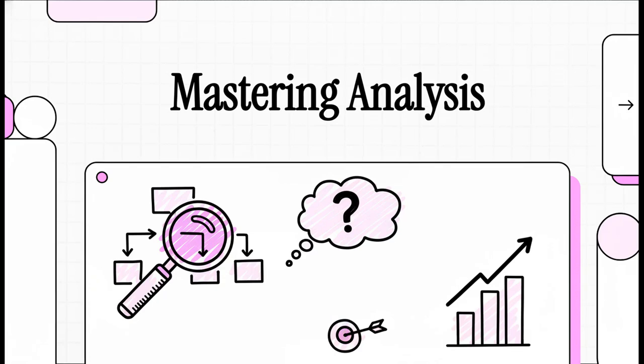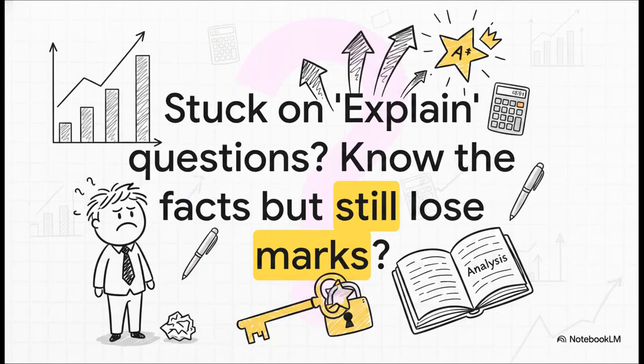Today we are diving into the one skill that really separates the A grades from the A stars. I'm talking about analysis. So, let me ask you something. Does this sound familiar? You've done all the revision, you know your definitions backwards and forwards, but when you get your paper back, those analyze or explain questions just aren't getting the marks you feel you deserve. Well, I'm going to let you in on a secret. That missing piece of the puzzle, it's almost always about analysis. And today, we're going to fix that together.